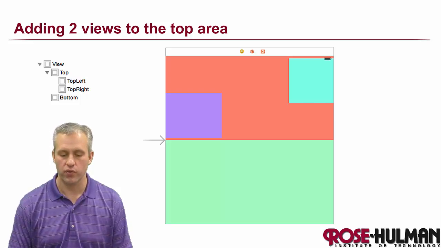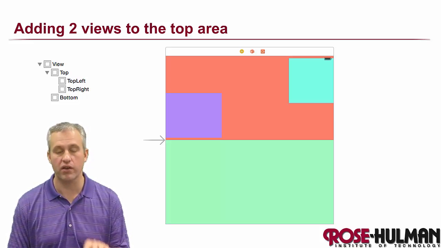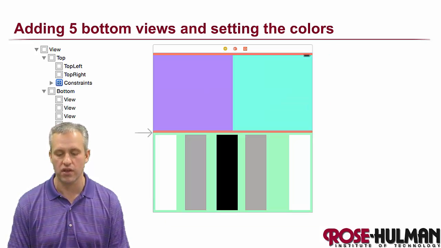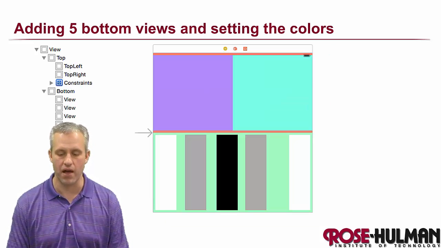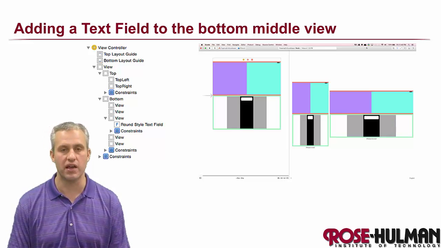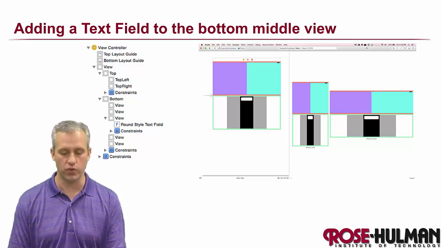All right, so welcome back. So we've kind of got a top and a bottom. What we're going to do next is we're going to add 2 more views to the top and make them evenly split that space. And then we're going to add 5 views to the bottom and make them evenly split that space. And then we're going to add a text view in there as well.